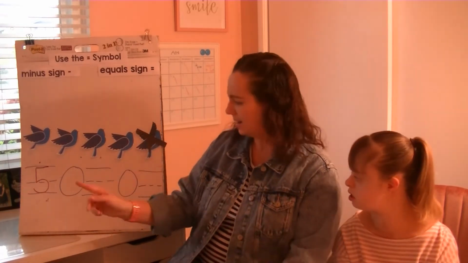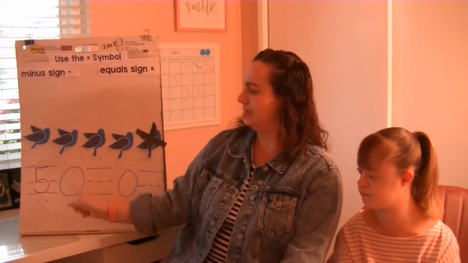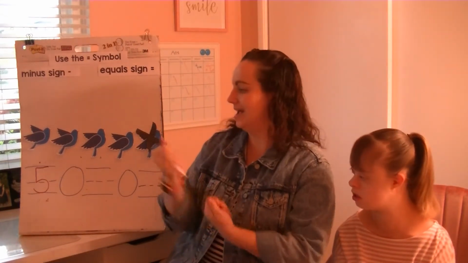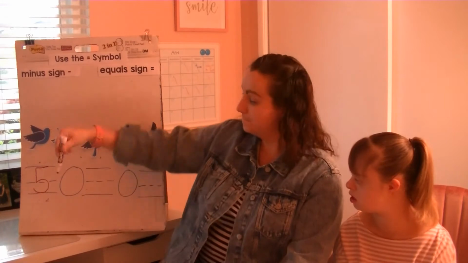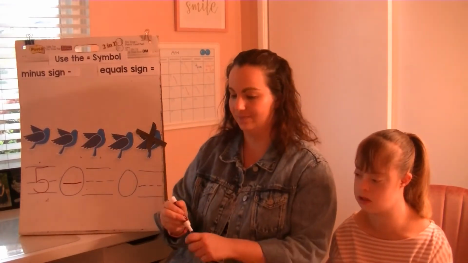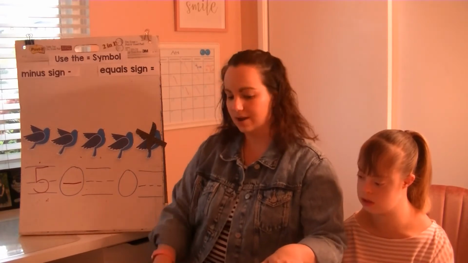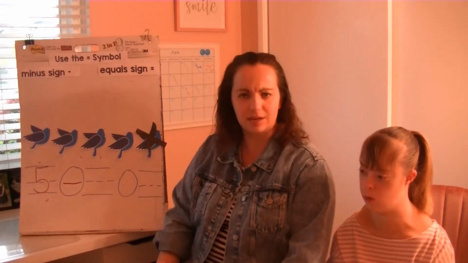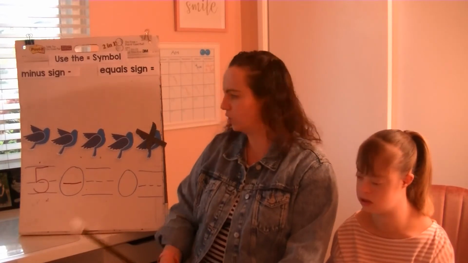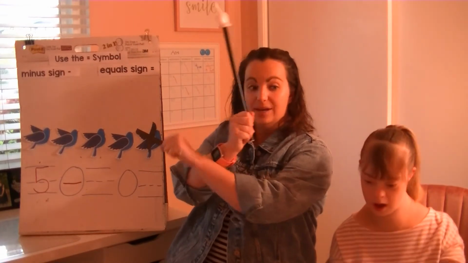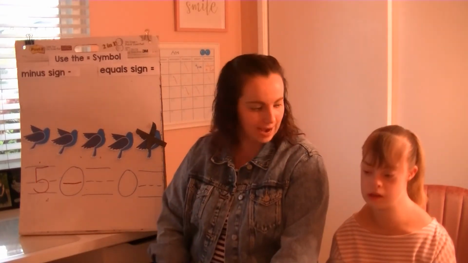So what sign should I write in this circle? Okay. The minus sign, yes. 5 minus or take away. Good. Now we need to write how many we are minus or taking away. How many birds are we subtracting? How many birds have an X on it to say they're being subtracted?